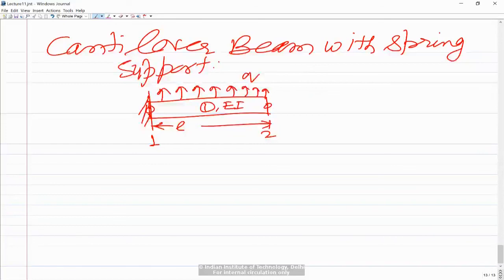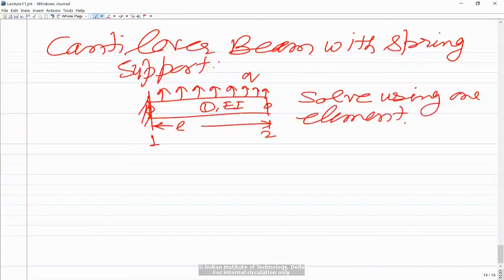Why one element? Although on the left side v1 and theta 1 are going to be 0, on the right side we will have some non-zero v2 and theta 2. So even one element will give you a non-zero solution. That may not be an accurate solution. To get the accurate solution, you might have to use say 2 or 4 elements. That will give you an accurate solution. But to demonstrate the steps, I am just using one element. So I am just showing the solution using one element.